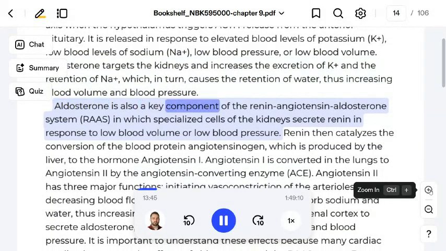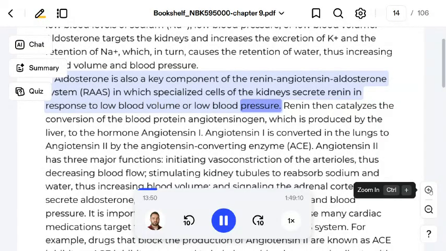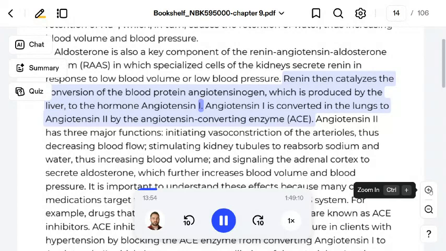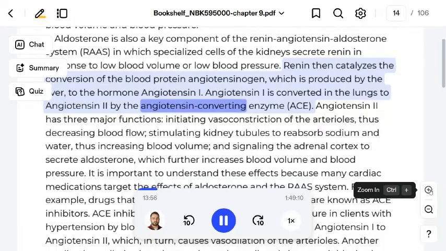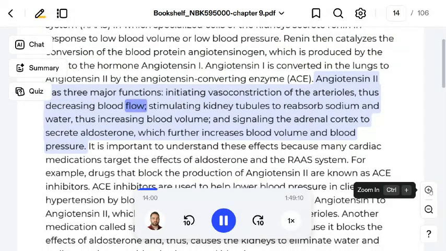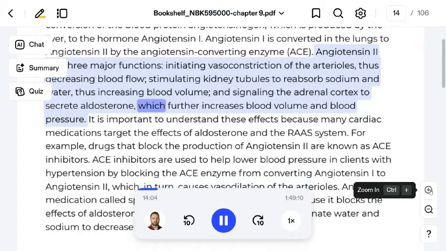Aldosterone is also a key component of the renin-angiotensin-aldosterone system, in which specialized cells of the kidneys secrete renin in response to low blood volume or low blood pressure. Renin then catalyzes the conversion of the blood protein angiotensinogen, which is produced by the liver, to the hormone angiotensin I. Angiotensin I is converted in the lungs to angiotensin II by the angiotensin-converting enzyme.